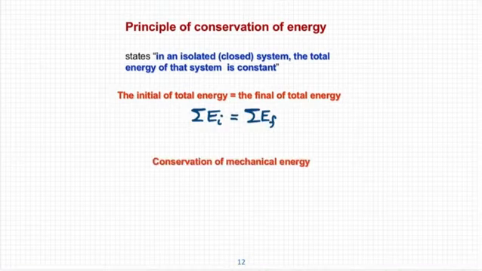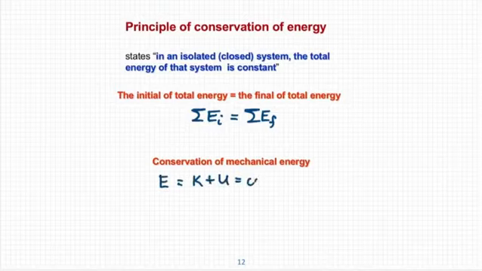Moving on to conservation of mechanical energy. So we are applying what we have learned from above, but now we are talking about mechanical energy specifically, in which we have kinetic energy and also elastic potential energy. So we can write this as E is equal to K plus U, in which this is constant.